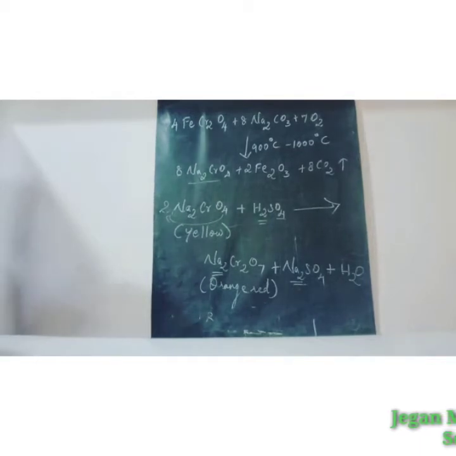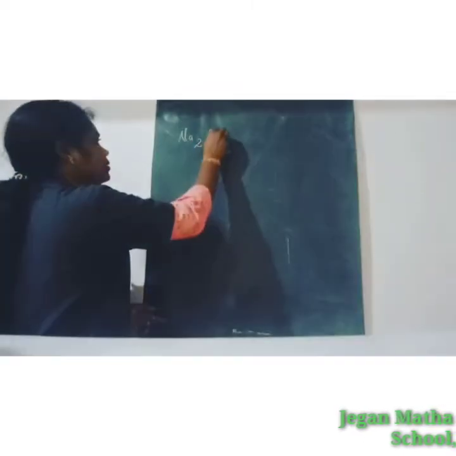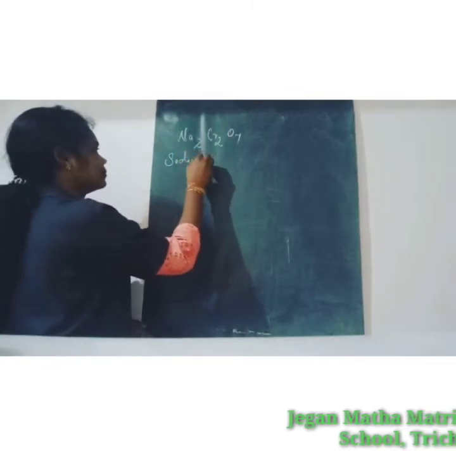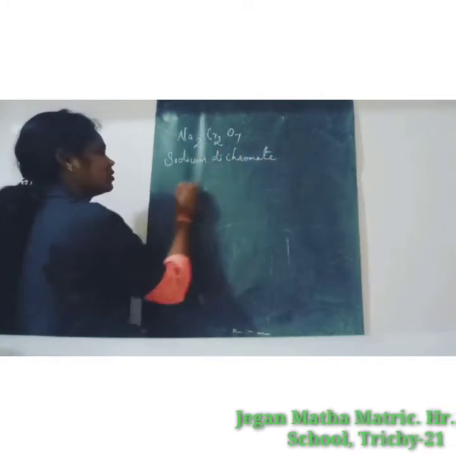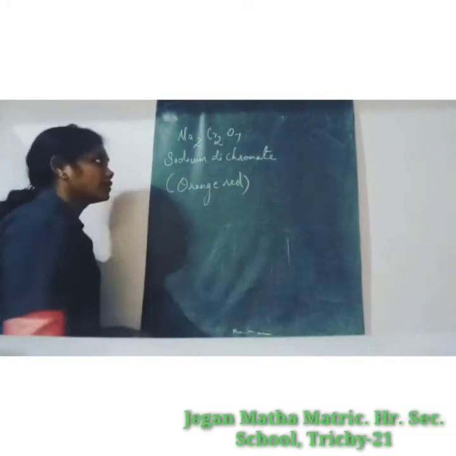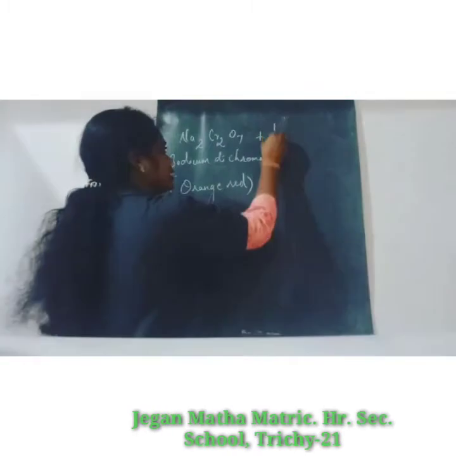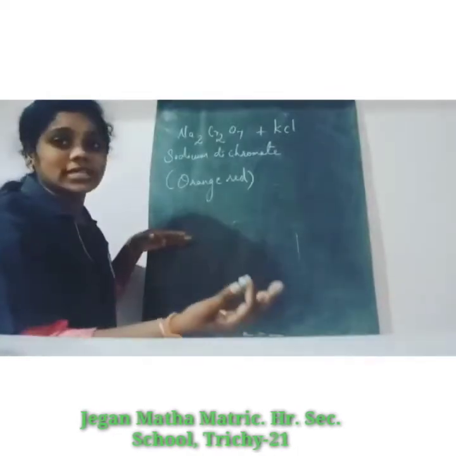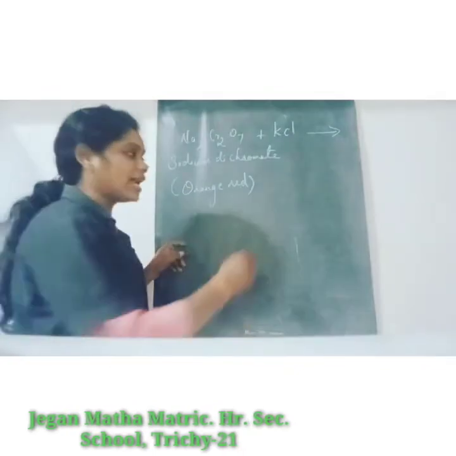Okay, let us see the equation. Here the sodium dichromate formula is Na2Cr2O7, and its color is orange red. Sodium dichromate is treated with potassium chloride, whose formula is KCl. After that it converts into potassium dichromate.